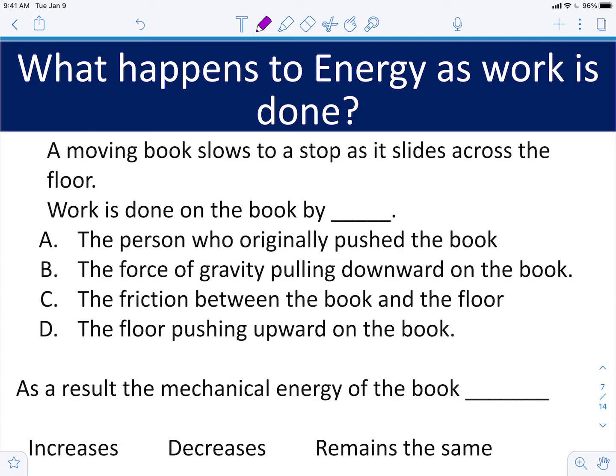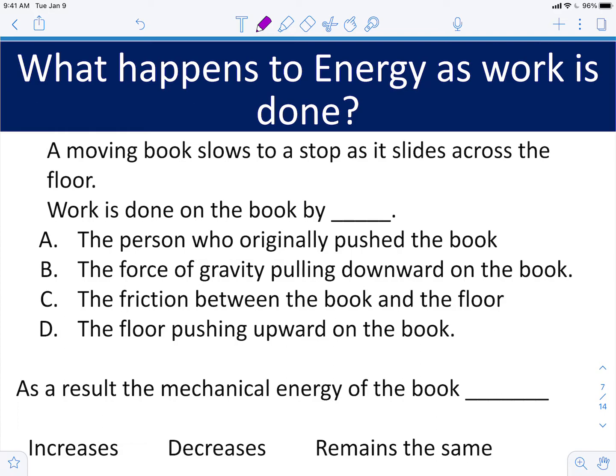All right, now this is true. There was originally a person pushing on the book, but that's not part of the free body diagram once it's sliding to a stop. So the inertia keeps it going, not a person pushing on it. We know that from our previous chapters. The force of gravity is also pulling down on the book, but is that really what's causing it to stop?